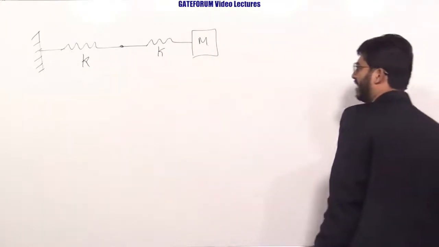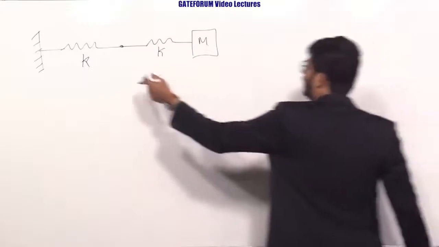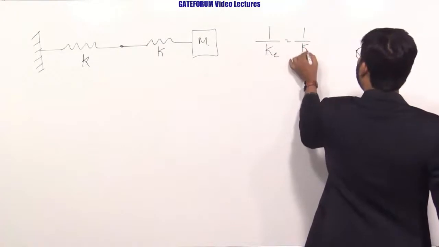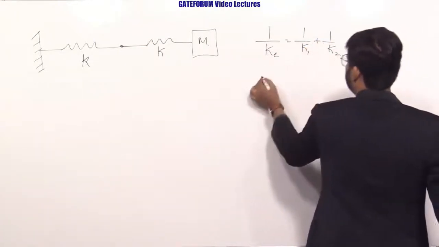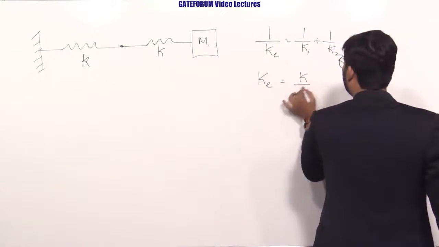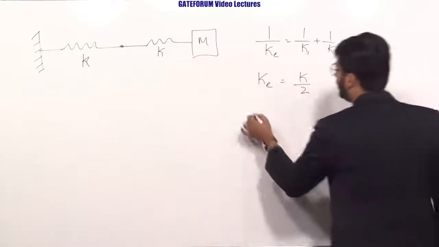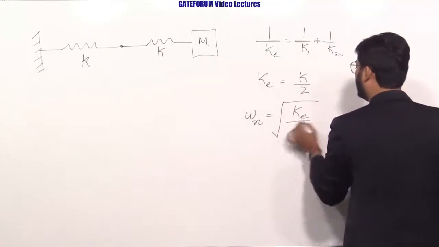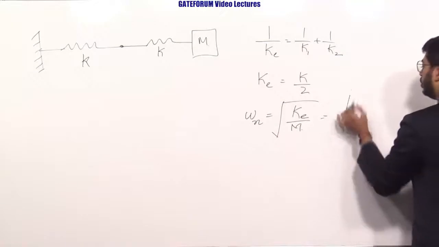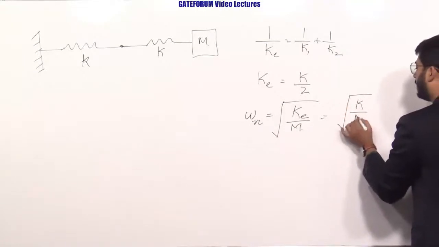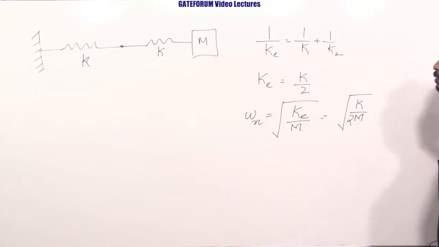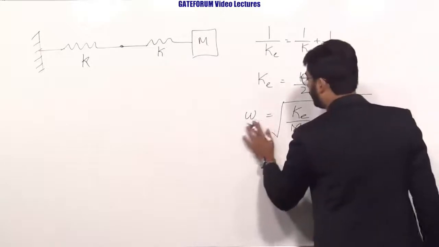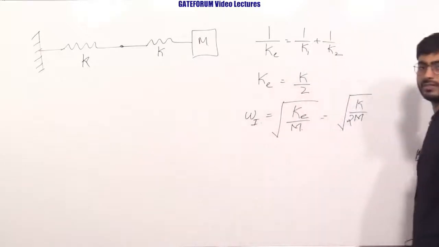So now we have the direct formula for this, that is equivalent stiffness, K equivalent, will be equal to 1 by K1 plus 1 by K2. For this system, Ke will be equivalent to K by 2, and the natural frequency for this will be omega n equals root over Ke by m, that is equal to root over K by 2m. This will be the natural frequency omega 1 for system number 1.